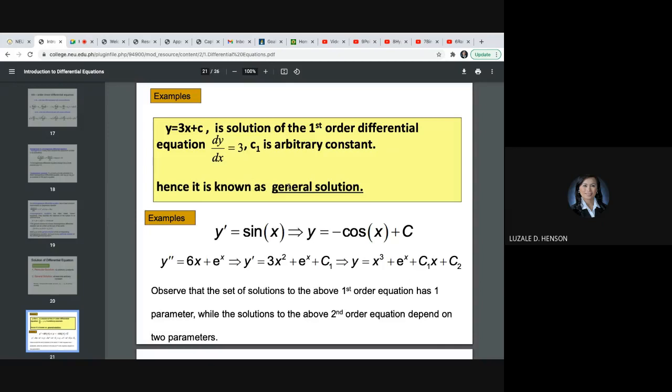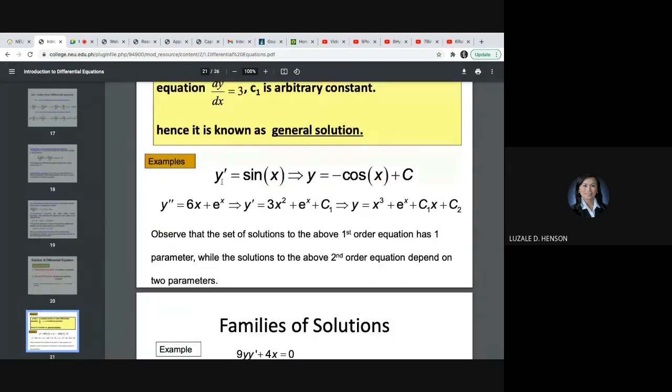Right? So ang tawag dito, general solution. Now, ito naman, y prime is equal to sine of x. And so, when you integrate this, integrate both sides: the integral of y prime is y. The integral of sine of x is negative cosine of x. You always have to add plus c.